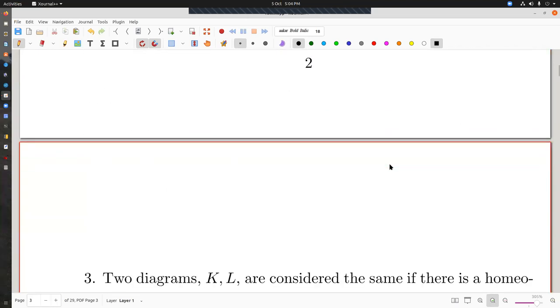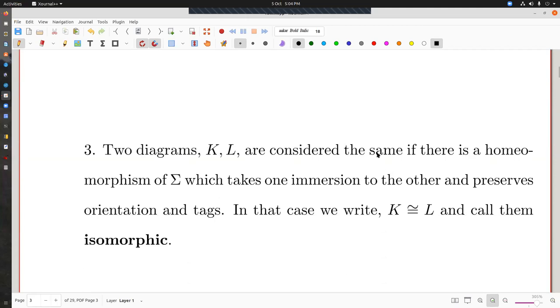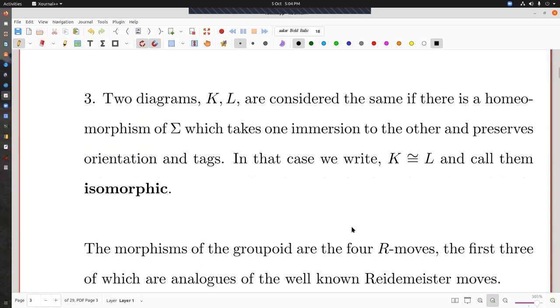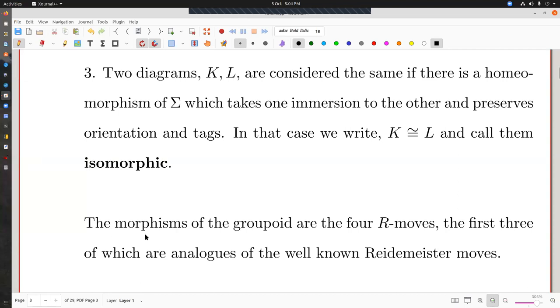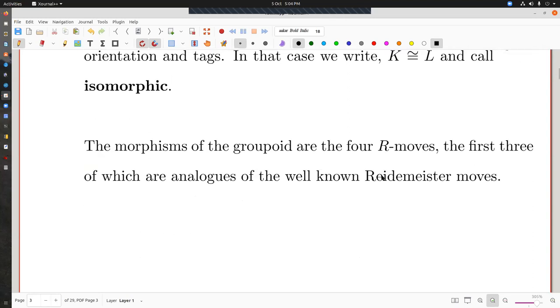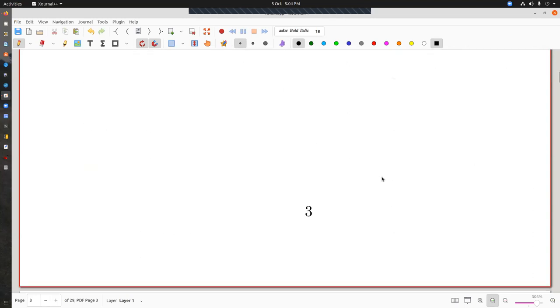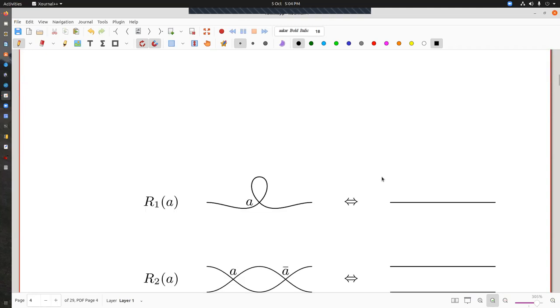So two diagrams, K and L, are considered the same if there's a homeomorphism of sigma which takes one immersion to the other and preserves orientation and tags. In that case, we write K is isomorphic to L. So far. So those are the objects of this groupoid. The morphisms are the four R moves, the first three of which are analogous to the well-known Reidemeister moves. We all know what the Reidemeister moves look like, so we'll just go over them.